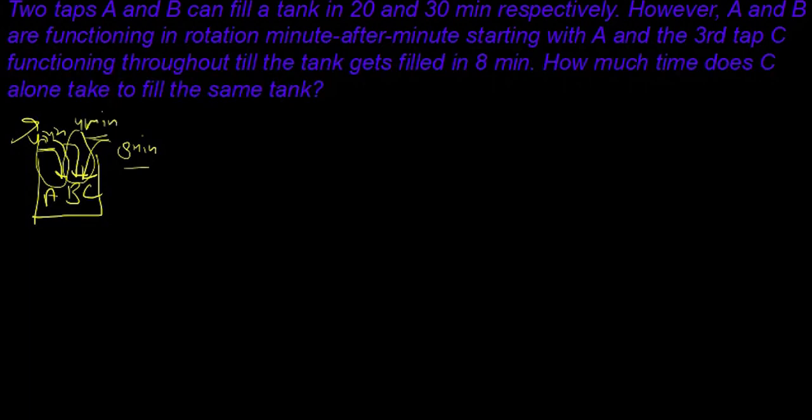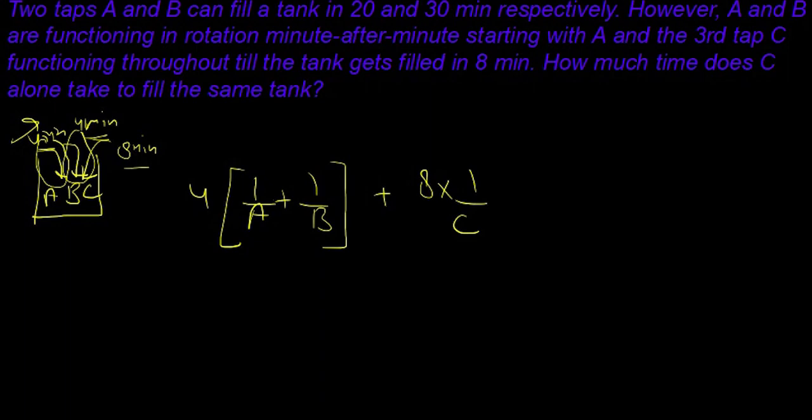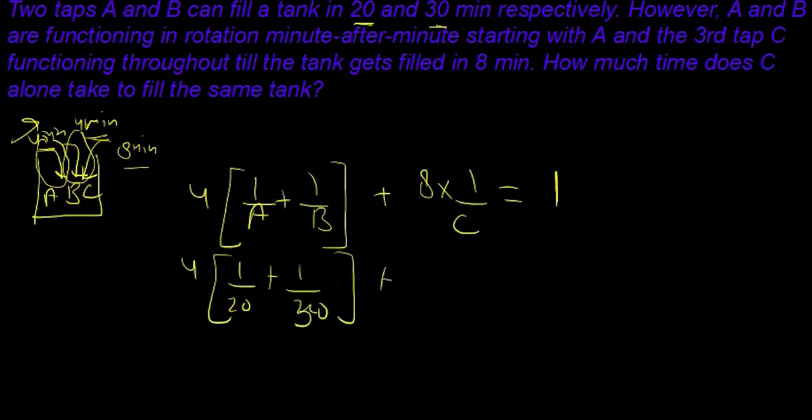So let's make an equation. 4 minutes are worked by A, and 4 minutes are also worked by B, and C worked throughout the way, and their work was completed. So I think this is another easy question. So 20 and 30, let's take these as the values of A and B. So this is 1 upon 20 plus 1 upon 30 plus 8 by C is equal to 1.